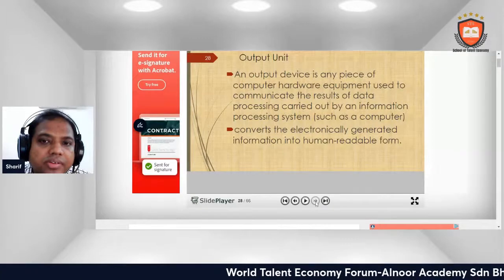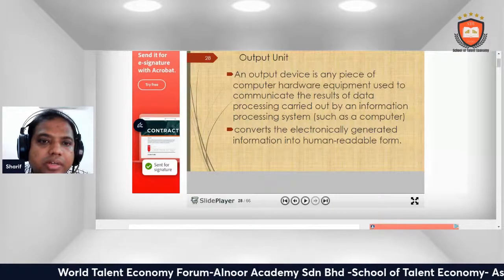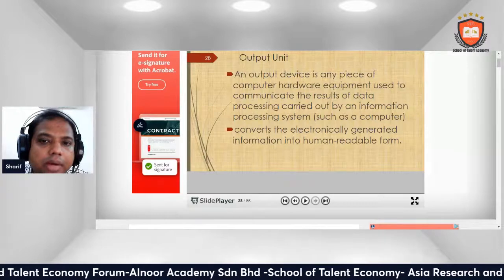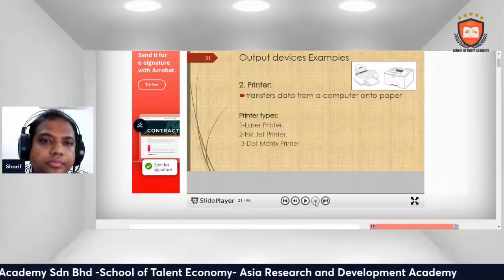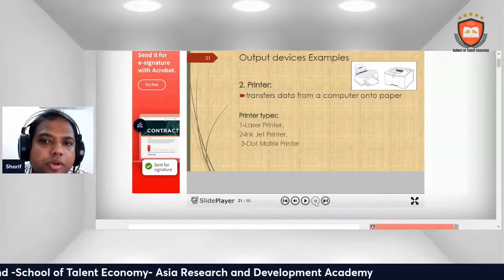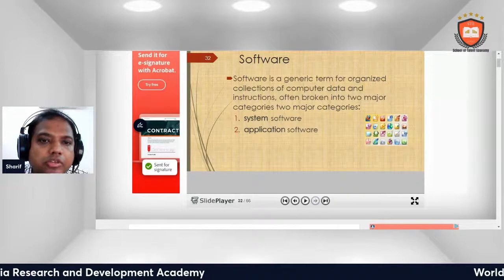Output unit. Output devices are pieces of computer hardware equipment used to present the result of data processing carried out by an information processing system. A printer transfers data from a computer, outputting it on paper. Software is a generic term for organized collections of computer data and instructions.